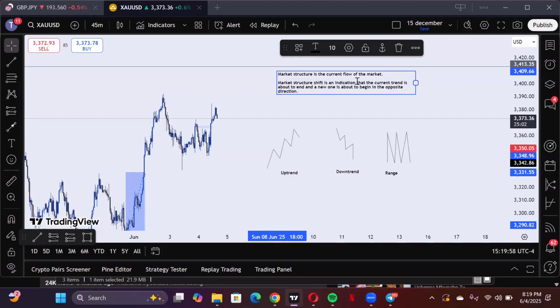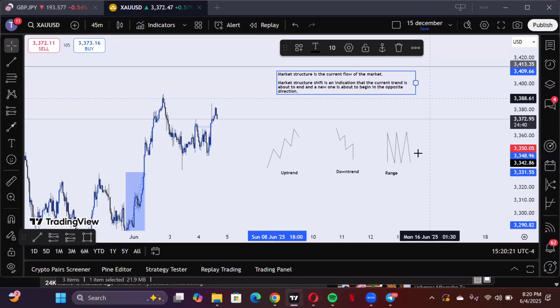That is what market structure shift is. So market structure shift is an indication that the current trend is about to end and the new one is about to begin in the opposite direction. So this is just a theoretical definition. When it comes to practicalizing it, what this means is that if market is on a particular trend, any deviation from the characteristics of that trend means that a market structure shift is occurring.